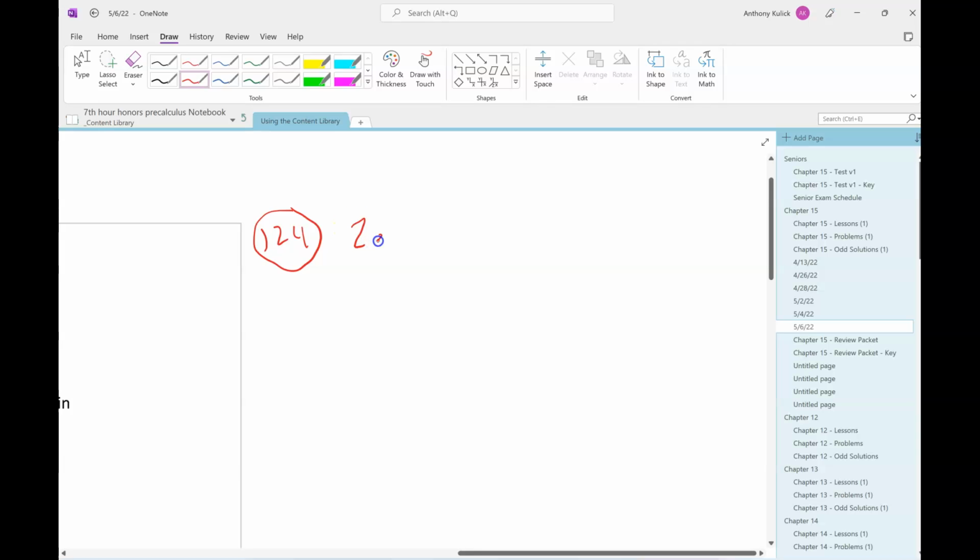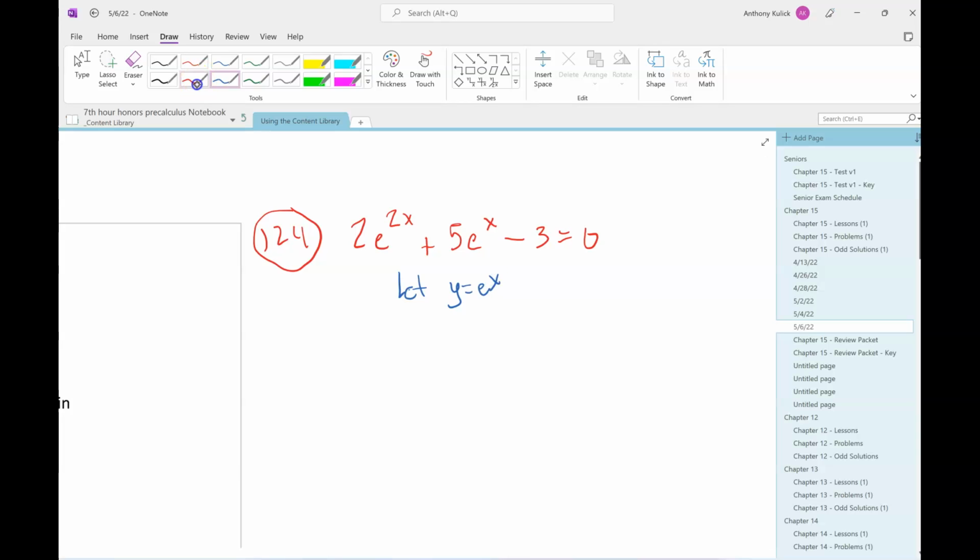So we have 2e^(2x) + 5e^x - 3 = 0. To me, this looks like a quadratic. So I'm just going to make a little substitution to really illustrate the quadraticness of it. We'll just say that e^x is equal to y. So we have a quadratic equation.